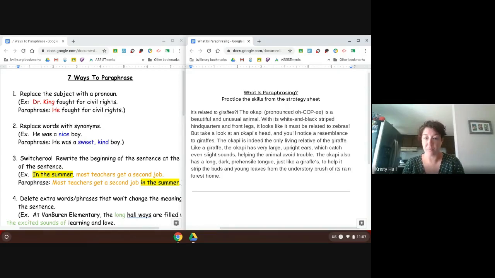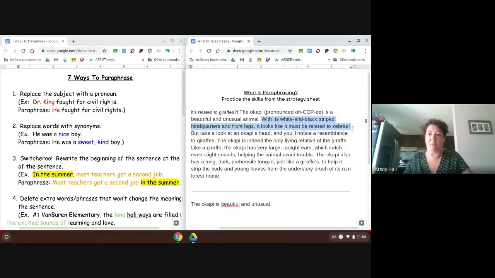Okay, so I'm going to start, and then I'm going to ask you guys for some input. So I'm going to start with the beginning here. All right, so it started out by saying it's related to giraffes. The okapi is a beautiful and unusual animal. With its white and black striped hindquarters and front legs, it looks like it might be related to zebras. So I might start out by saying something like, the okapi is beautiful and unusual. So here I just kind of rephrased this. I got rid of the word animal. I just said it's beautiful and unusual.